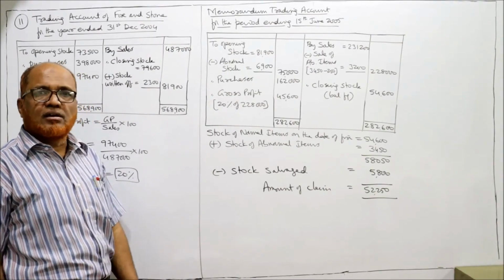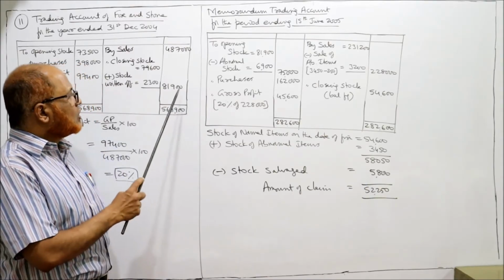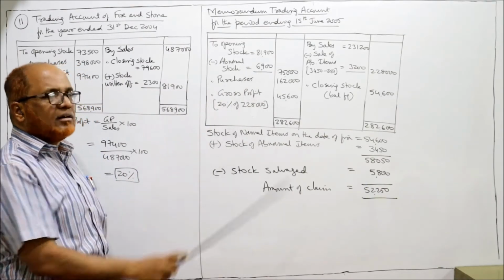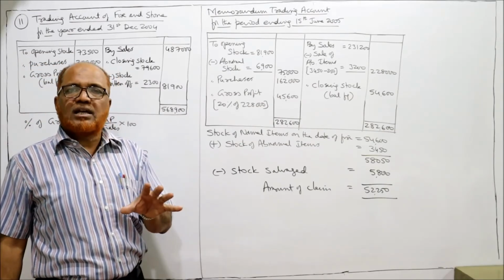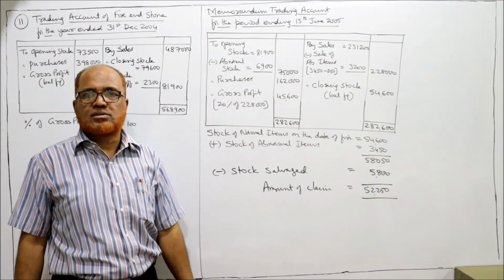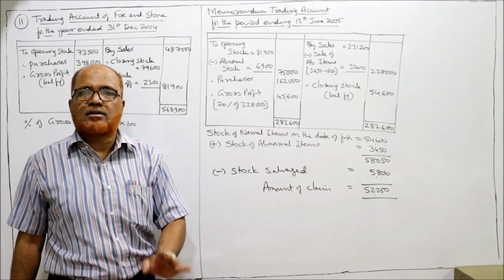Opening stock. See here, the last year's closing stock will become current year's opening stock. How much is the closing stock? 81,900. But this total 81,900 consists of abnormal items and normal items. We need the sale or we need the stock of only normal items.